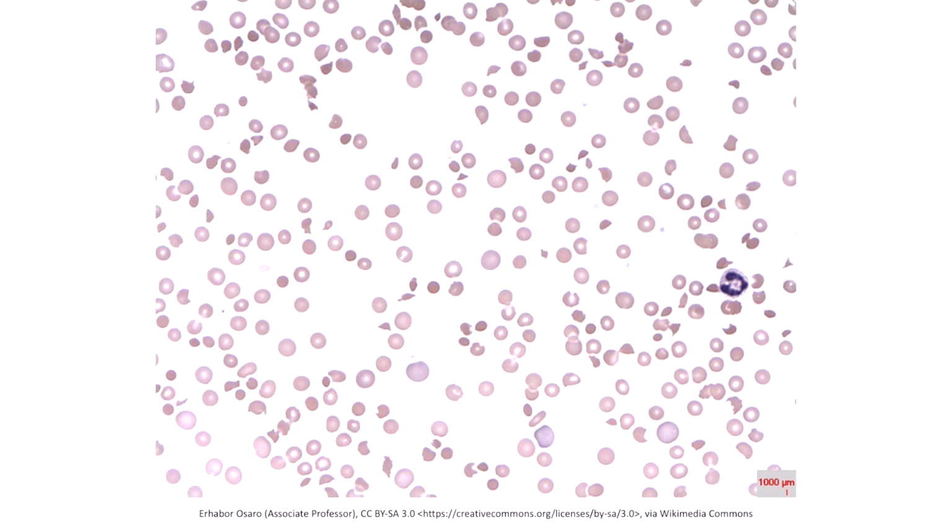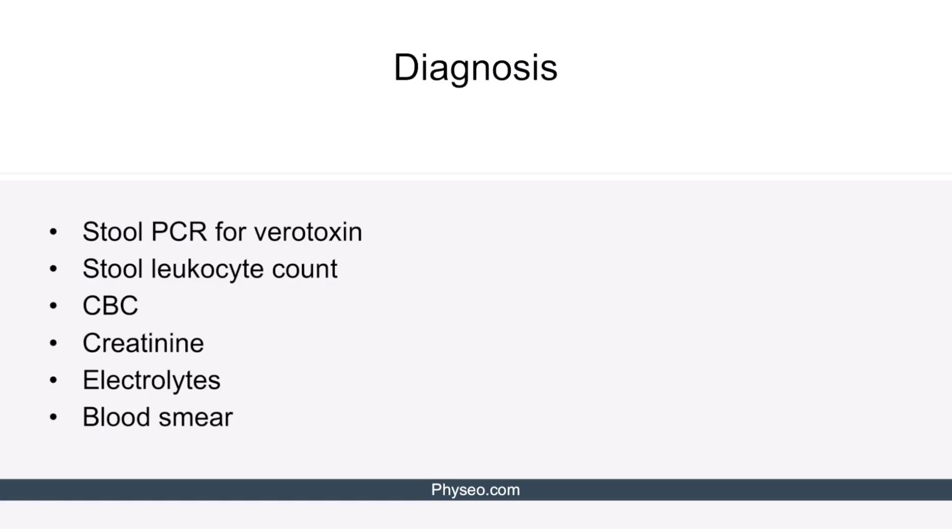Here you see an example of a peripheral blood smear revealing a schistocyte. Please keep in mind that although schistocytes are seen on the blood smear in hemolytic uremic syndrome, this finding isn't specific for HUS. Schistocytes can be seen in any type of microangiopathic hemolytic anemia, for example, TTP and DIC. Now on to the diagnosis.